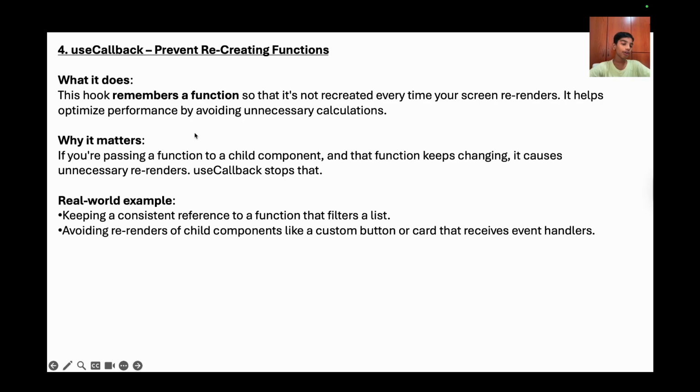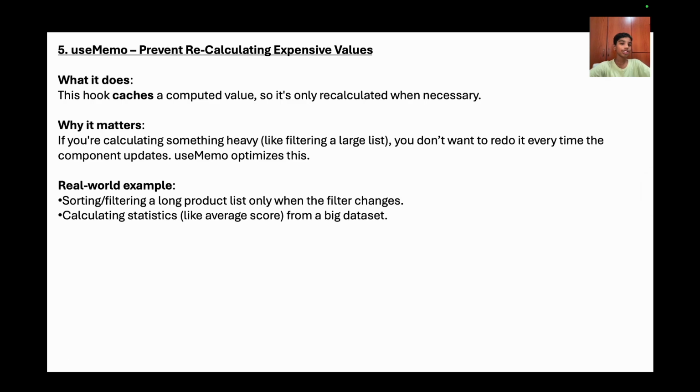So then we have our last hook, which is useMemo, which prevents recalculating expensive values. So what does it do? The hook caches a computed value so that it is only recalculated when necessary.